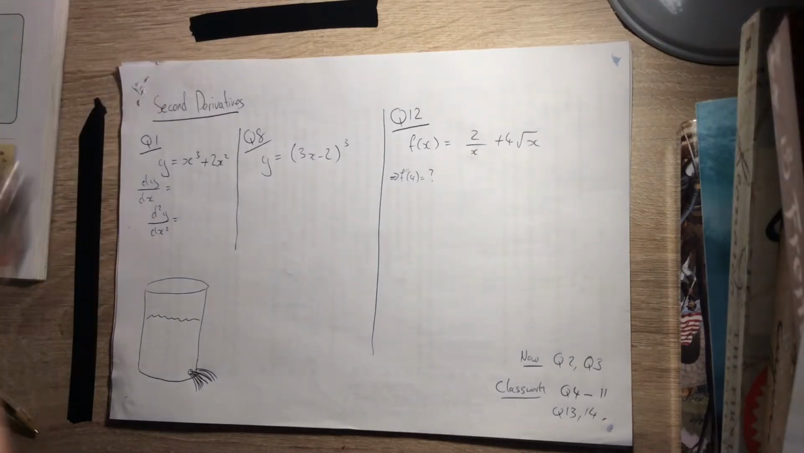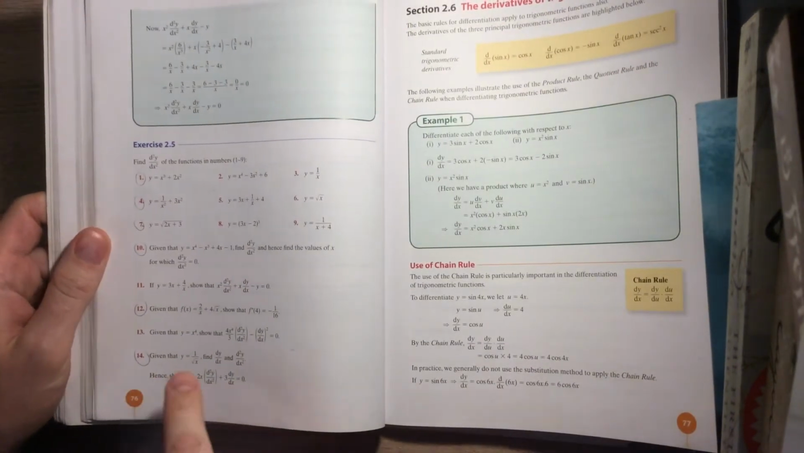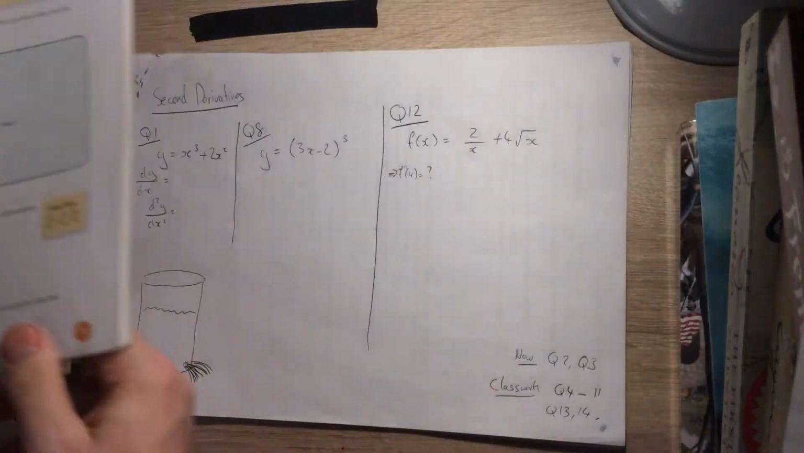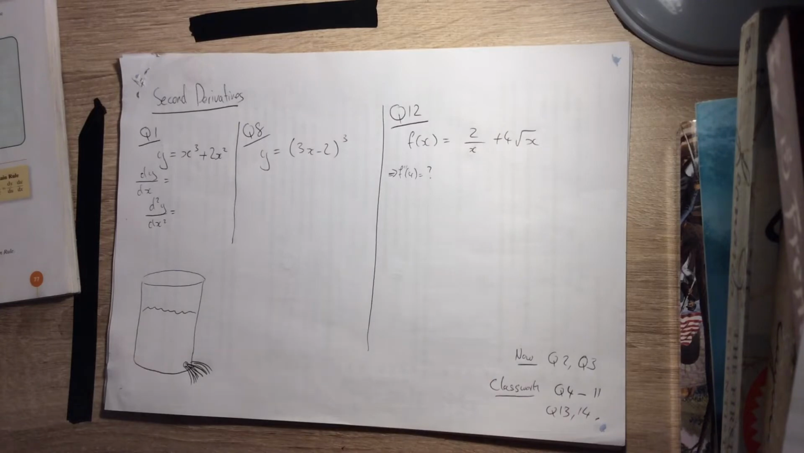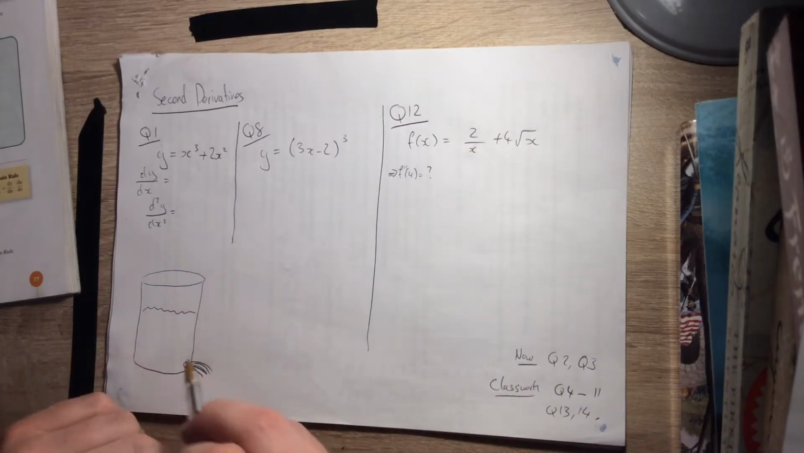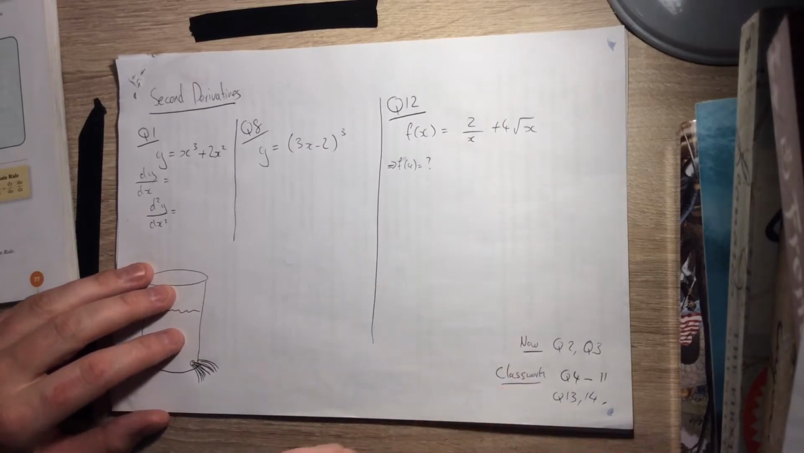How we doing? Looking today at second derivatives. This is on page 76 in the old textbook, and we're going to have a look at questions 1, 8, and 12. So a second derivative is just where you differentiate twice.